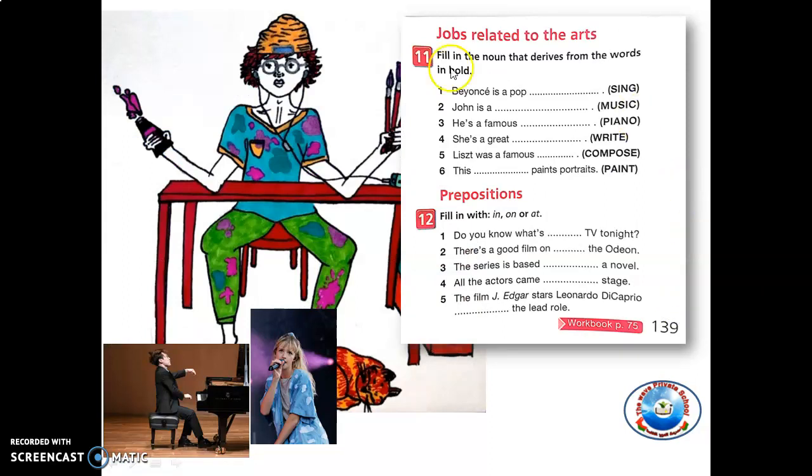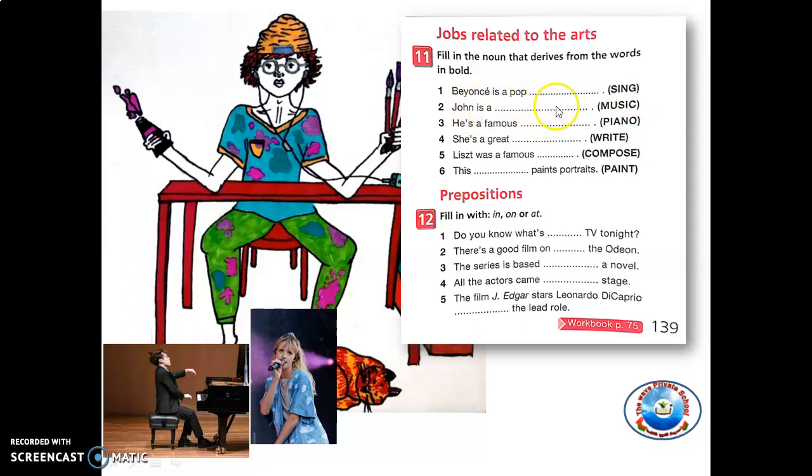Now, jobs related to the arts. So, movies or films, and music. Those three are kinds of arts. Now, there are also other kinds of arts like being a pianist, being a writer, being a painter, or a singer, or an actor, or an actress. So we all call them artists, right? So now fill in the noun that derives from the words in bold, like Beyonce is a pop. So these are verbs and nouns. You are going to write here another noun. For example, sing, singer. Beyonce is a pop singer.